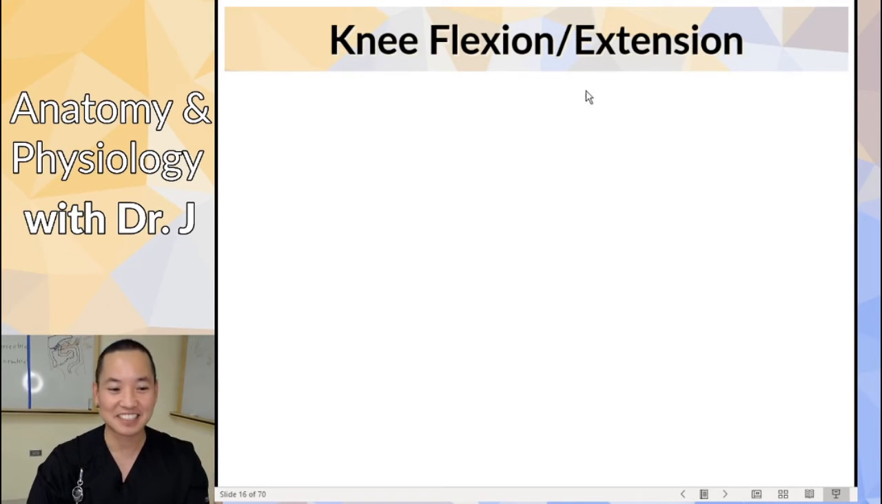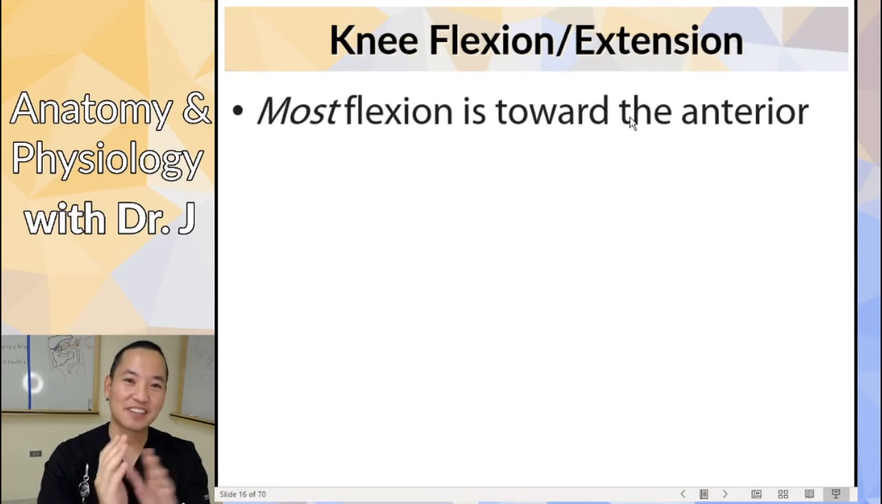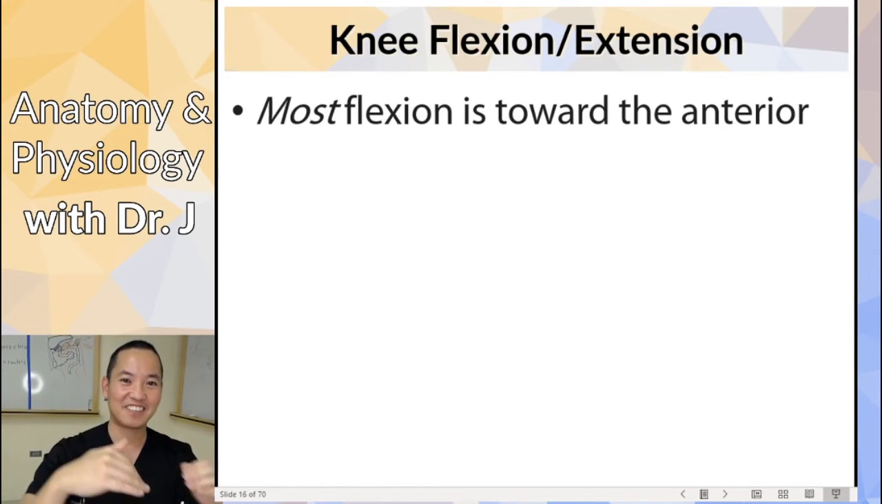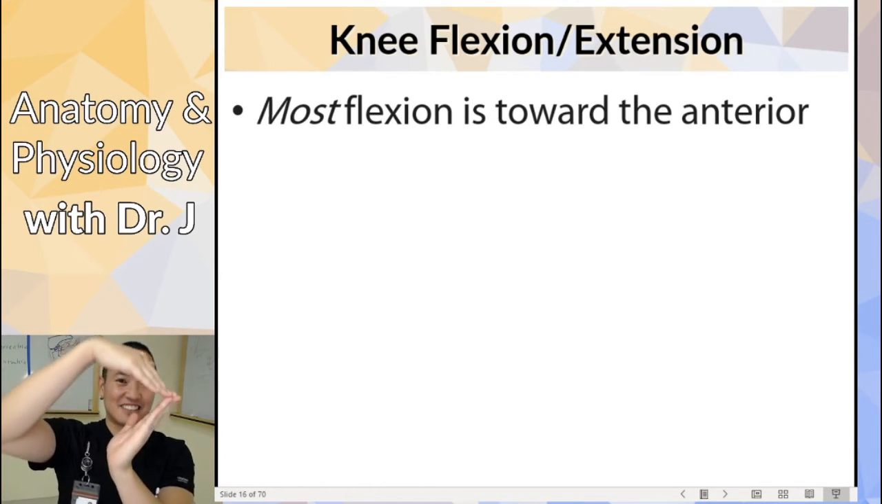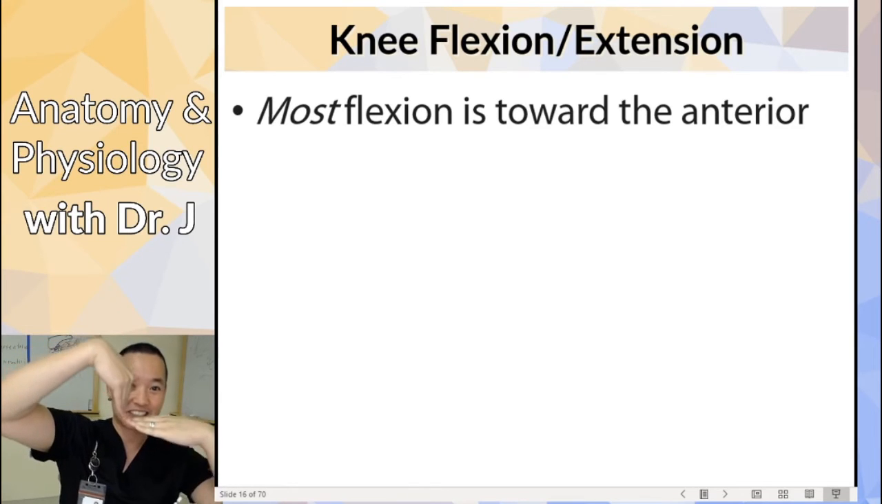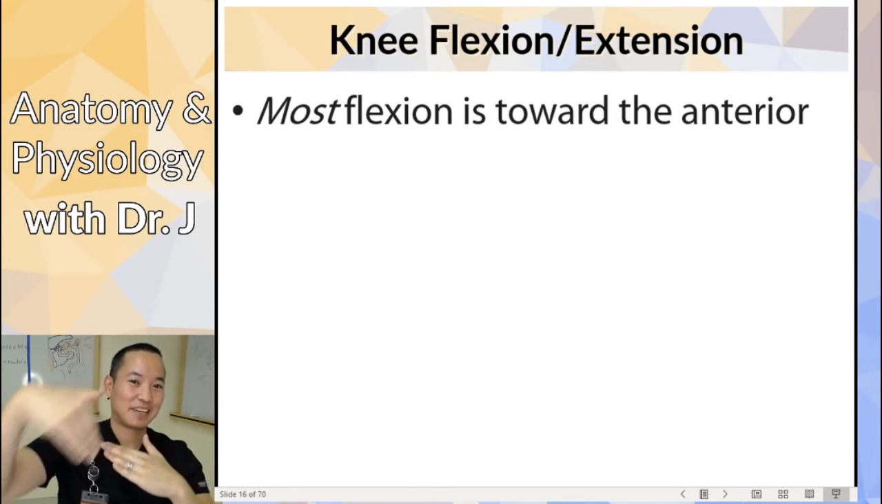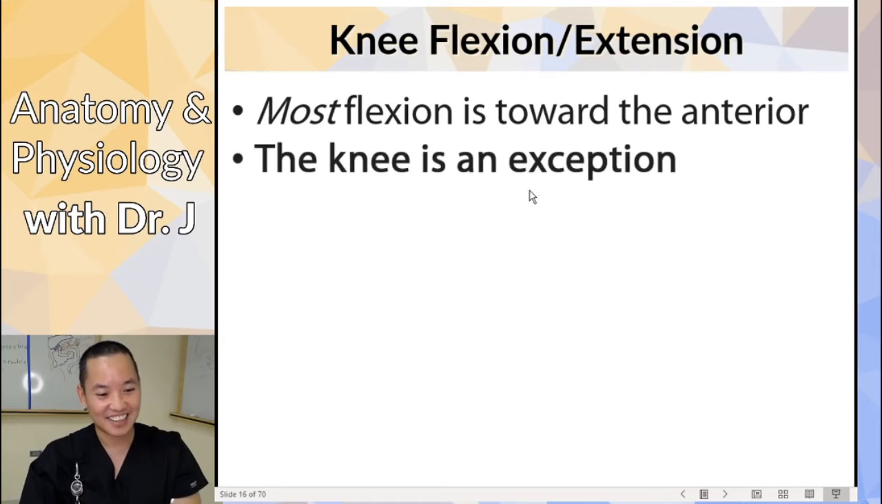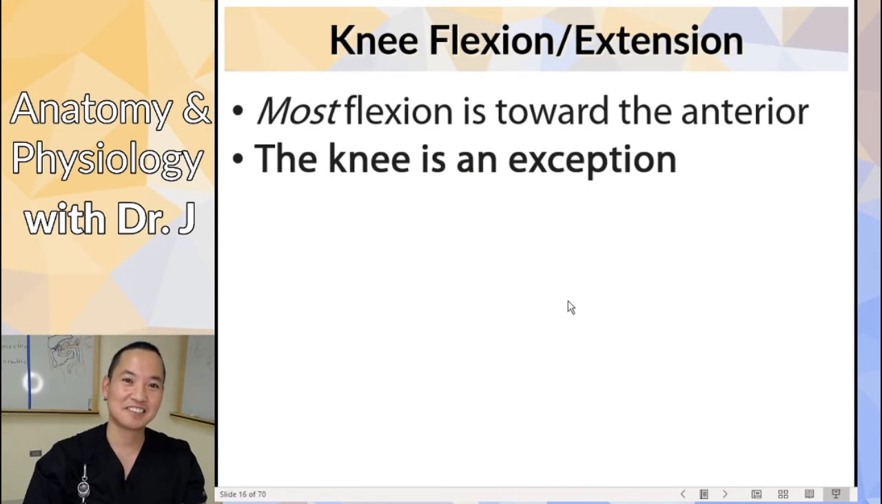Okay, why do I bring this up? Again, most flexion is toward the anterior, but your knee is special. If your knees naturally go this way, but your knee ends up going this way, you're in for pain city. You're not okay. So the knee is a big exception to this general rule of thumb. Most flexion is toward the anterior, except the knee.